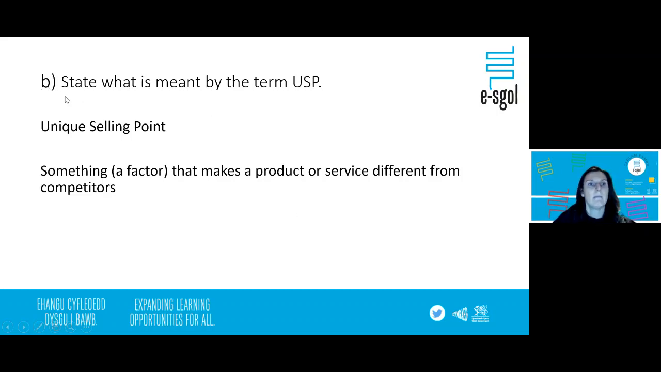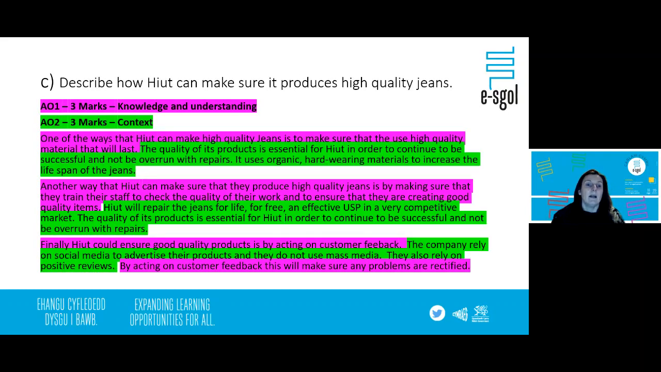Second question about this one is: state what is meant by the term USP. So you could either have said it's a unique selling point, which I think was worth 1 mark, or something that makes a product or service different from a competitor would also have been accepted with that one.